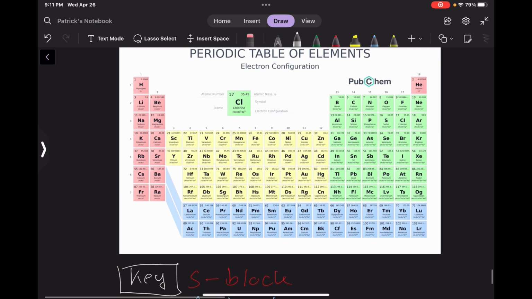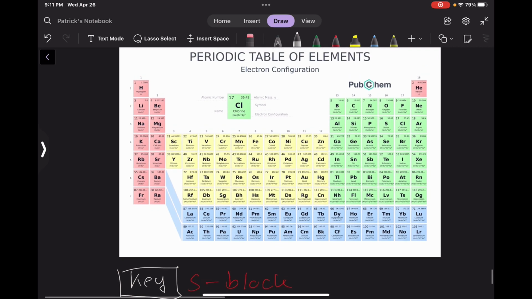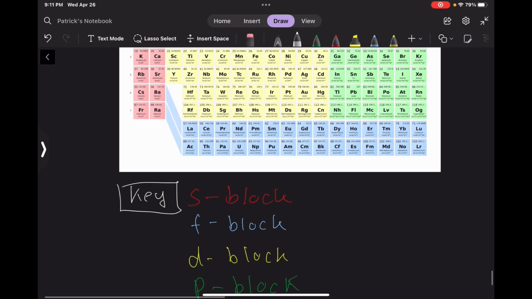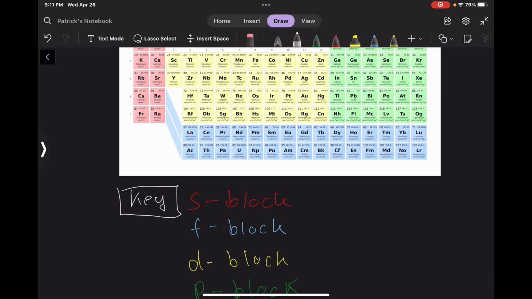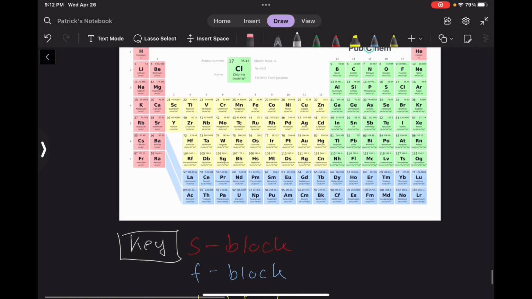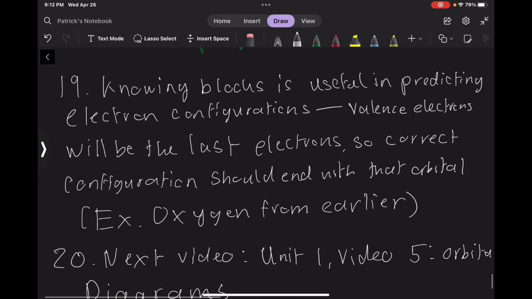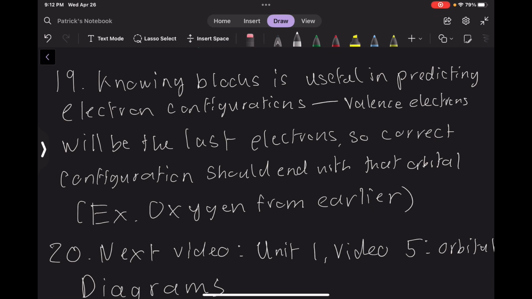Here we have our old friend, the PubChem periodic table, this time showing the electron configuration blocks. The elements in red are part of the S block, those in blue are part of the F block, those in yellow are the D block, and those in green are the P block. Knowing which block a particular element is found in can be helpful when writing electron configurations. This is because an atom's valence electrons will always be found in the outermost energy level, which is denoted by the final or rightmost subshell in any configuration. We can verify that we've written the correct configuration by making sure the rightmost term corresponds with that element's periodic table block.